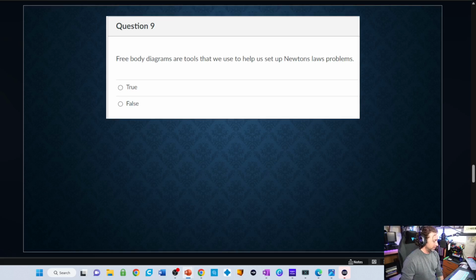Okay, number 9. Let's see, we are almost done here. Free body diagrams are tools that we use to help us set up Newton's second law problems. Absolutely. 100%.